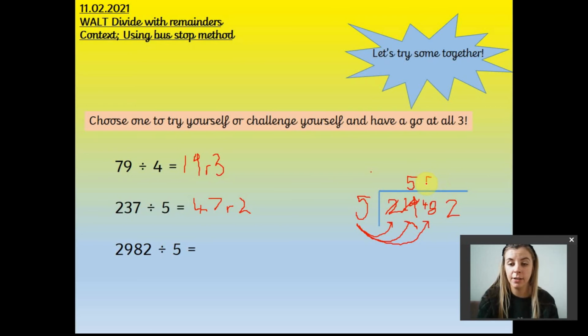We can get 9 5s into 48, but then we have a remainder of 46, 47, 48. We have a remainder of 3. Carry that one across.